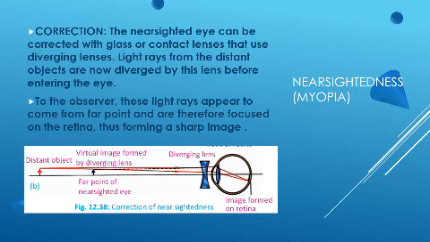Now, how do we correct nearsightedness? Nearsightedness can be corrected with glasses or contact lenses that use diverging lenses. Light rays from the distant object are now diverged by this lens before entering the eye. As you can clearly see in the picture, a diverging lens is placed in front of the eye, and after placing the diverging lens, all the light rays are clearly focused on the retina and a sharp image of the distant object is formed.